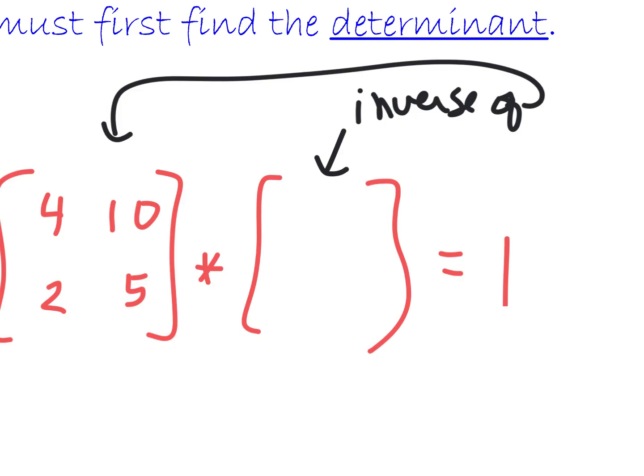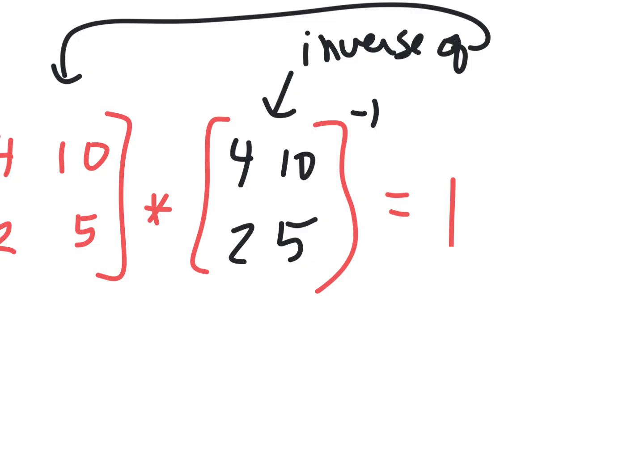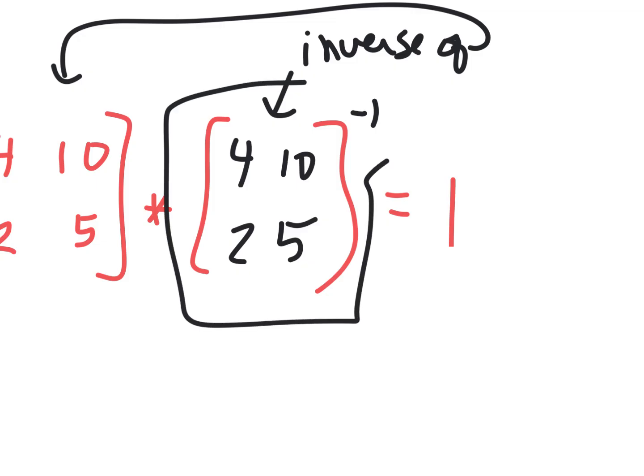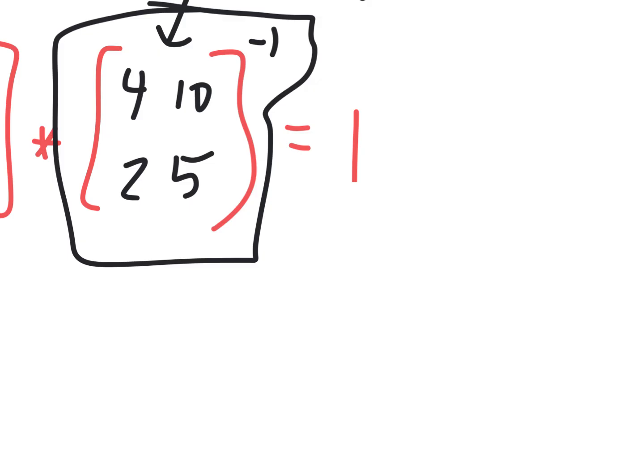To do that, if we could just use the calculator, which we will in a minute, we could just go 4, 10, 2, 5, and put it to the -1. Because you remember how that's what the inverse is? And the calculator could do that for you. It could do all of that work that we're going to have to do, by just typing this into the calculator and putting it to the -1. But if you have to do it by hand, here's what you would do.